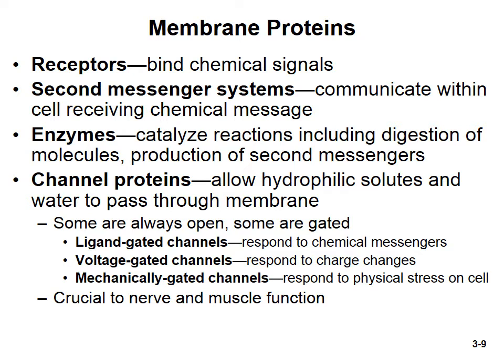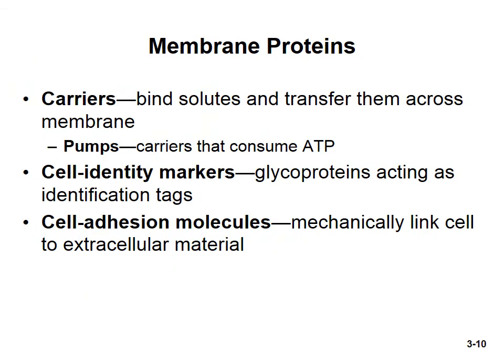So these right here are crucial to nerve and what? Muscle function. When we talk about muscle contraction in chapter 11, you're going to learn about your voltage gated channels and your mechanically gated channels. And in chapter 12, we're going to talk about the nerve, how signals go from one neuron to the second neuron in your brain. So those are all going to be involved in that discussion. Just to give you the heads up on that, okay?